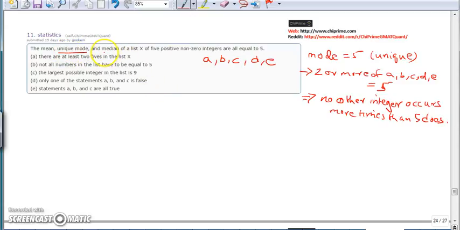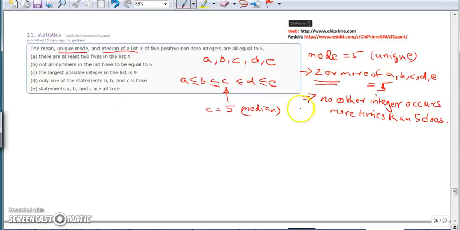The other idea that we get is that the median of the list of 5 positive non-zero integers is also equal to 5. Now let's assume that A is less than or equal to B, less than or equal to C, less than or equal to D, less than or equal to E. In this case, the median of 5 numbers is always the middle number, so C is equal to 5. So from the median we know this, and from the mode, we know there are 2 or more equal to 5.